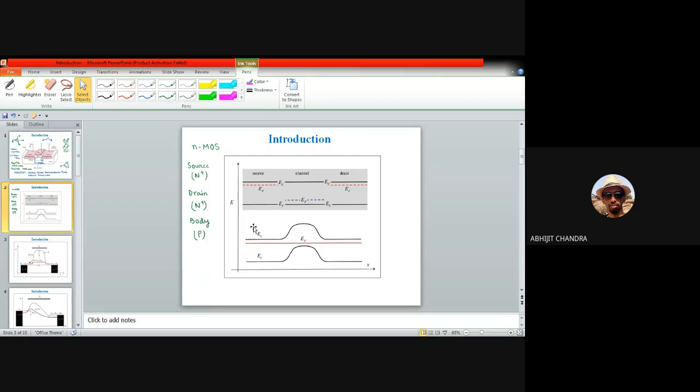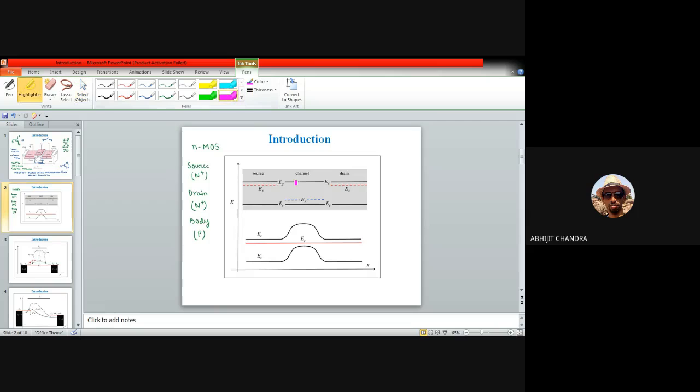Then we cannot designate that region as a source, because the electrons are coming towards it, so it will be called a drain region. So if I apply a positive voltage over here, electrons will move from this point to that point, and if I provide a positive voltage over here, then the electrons will move from this point to that point.